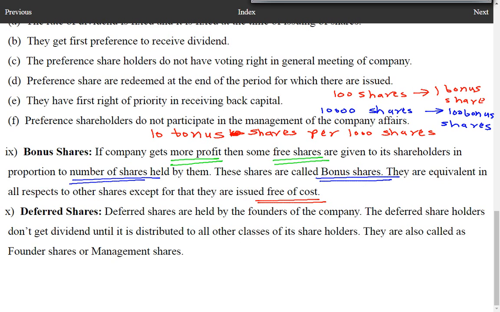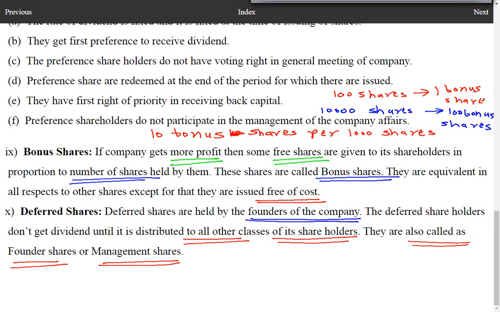Finally, deferred shares are held by the founders of the company. These shareholders don't get dividend until it is distributed to all other classes of its shareholders. They are also called as founder shares or management shares. So these are shares which are held by founders of the company.